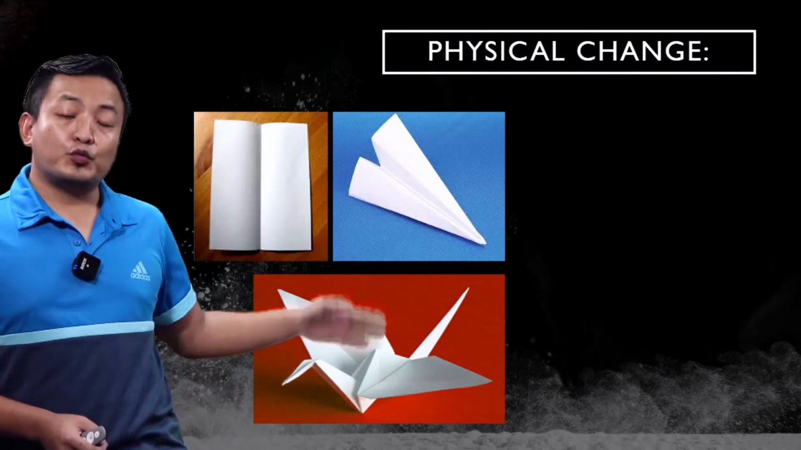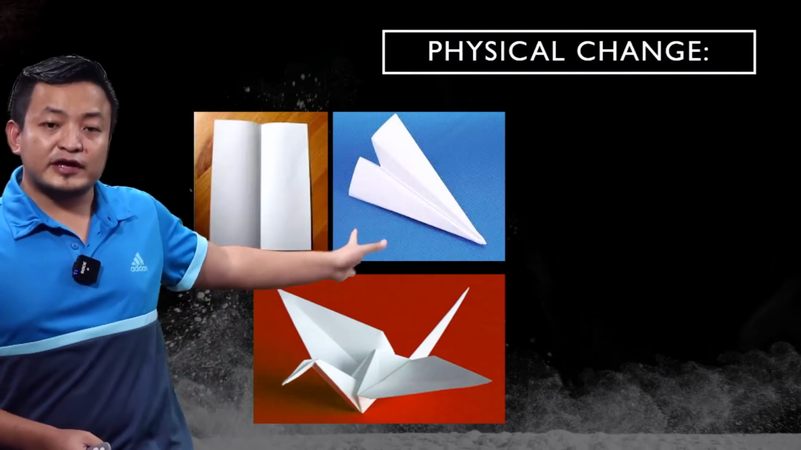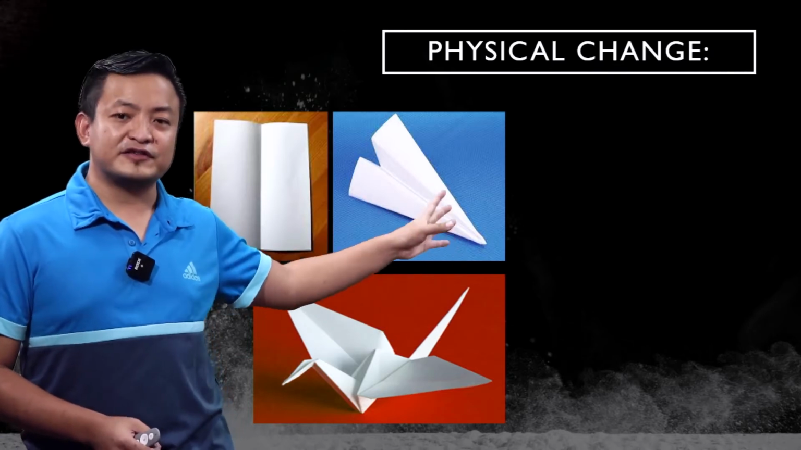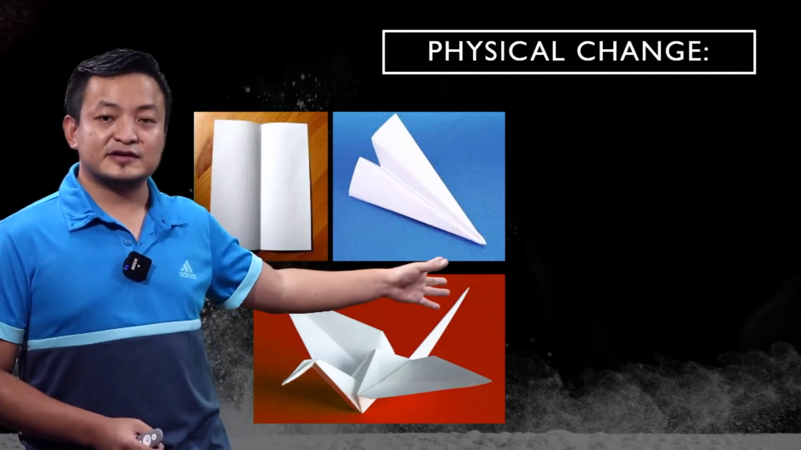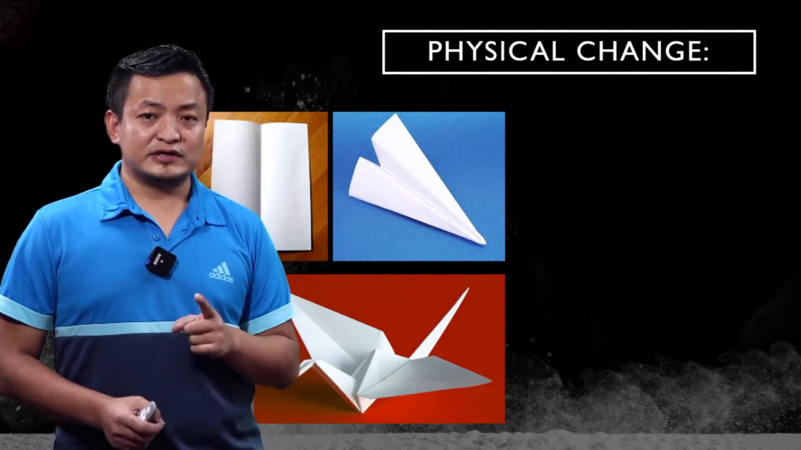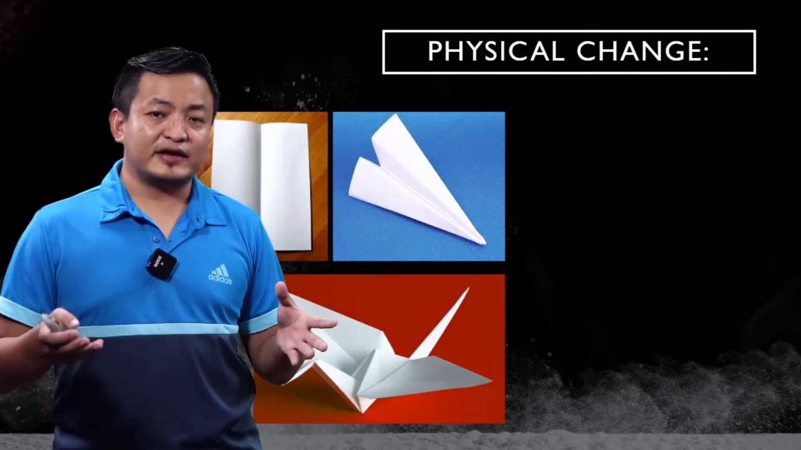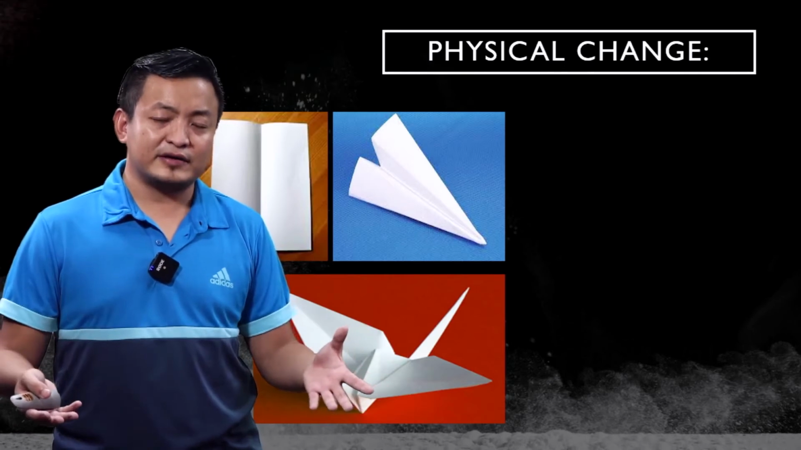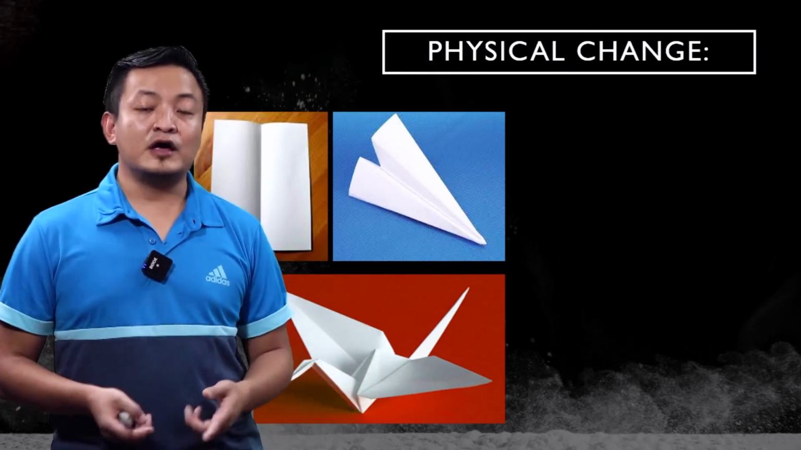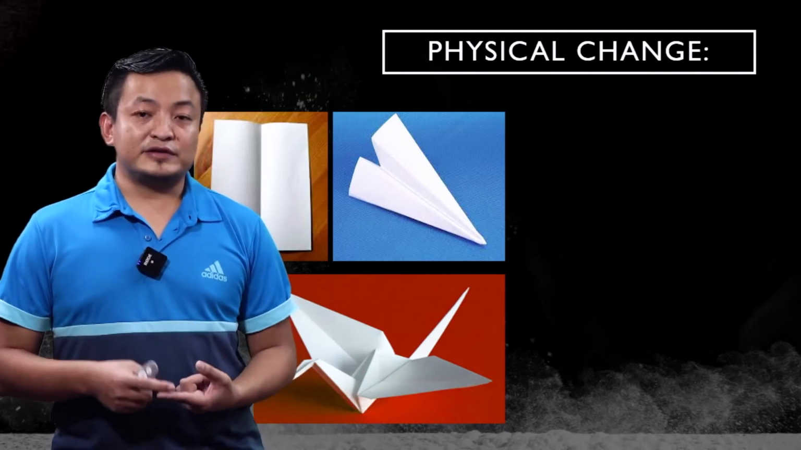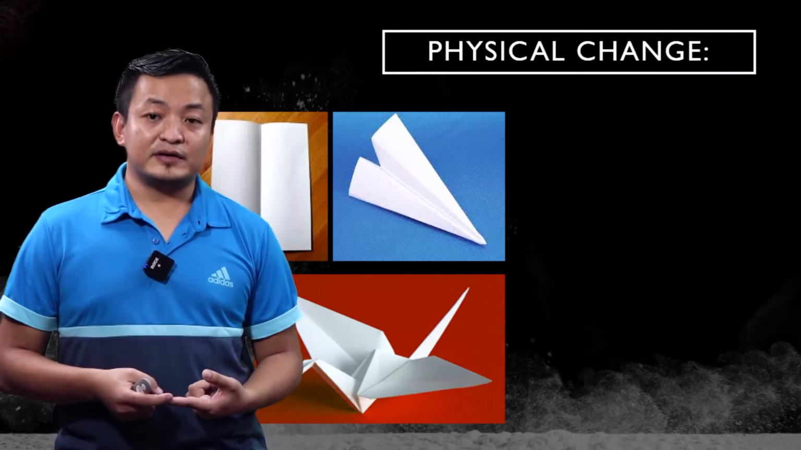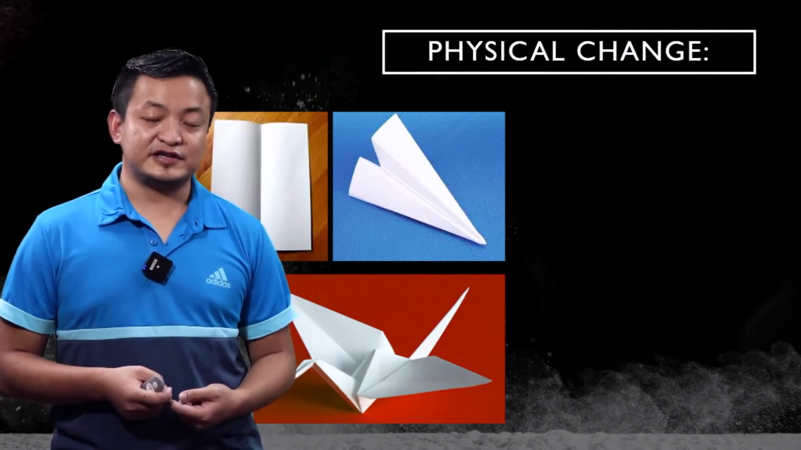So here, when we take a piece of paper, we can convert this piece of paper into any shape. We can make all these different shapes and funny things. But at the end of the day, it is still a paper. Though they will be different in their shape and size, they are still paper. So it is a physical change.